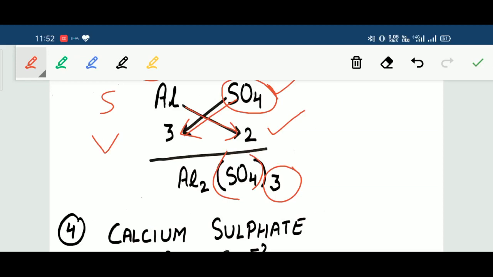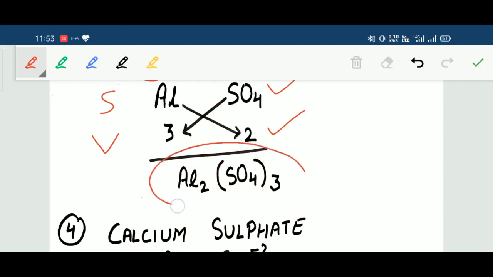Note down number 1: first of all, make sure that you are writing the proper symbol of the polyatomic ion. And number 2: while cross multiplying, that means while writing the chemical formulas, the symbols of the polyatomic ions are written in brackets before writing the valency. That means the formula for aluminium sulfate is Al2(SO4)3.